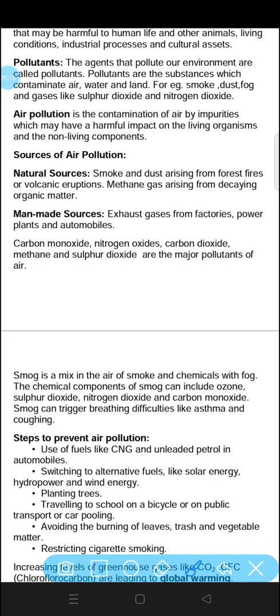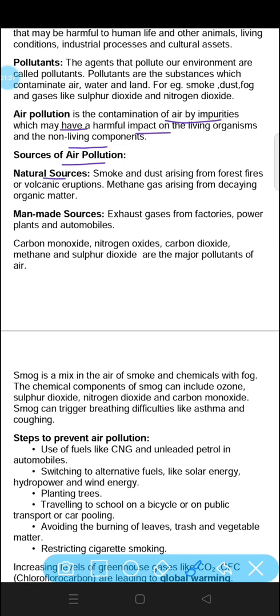Air pollution is the contamination of air by impurities which may have a harmful impact on the living organisms and the non-living components. So, the contamination of air by impurities like different gases and other things is called air pollution. There could be different sources of air pollution.